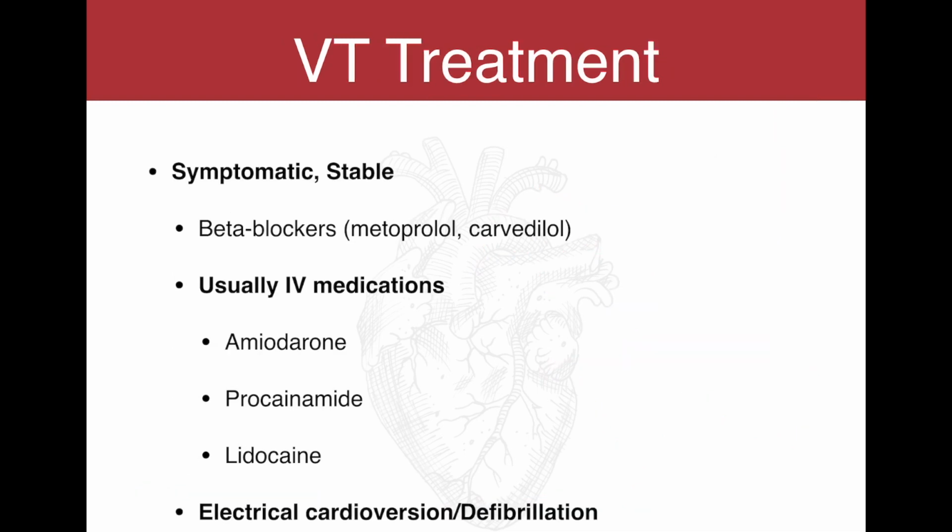So how do we go about treating ventricular tachycardia? Well, on the rare occasion that the patients are stable, we could consider things like beta blockers, metoprolol and carvedilol. Medications are typically going to be given by an IV route, and this is because we want to address this very quickly. This patient is prone to decompensate. If they haven't already, they're going to be decompensating in a relatively short amount of time. So giving things IV is important. Now, medications that we would look at are antiarrhythmics such as amiodarone, procainamide, and lidocaine.